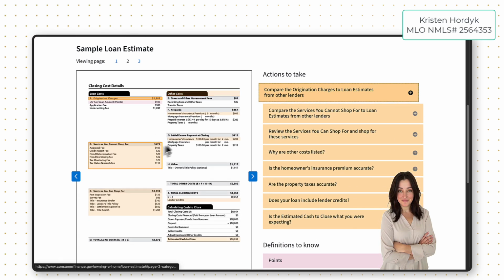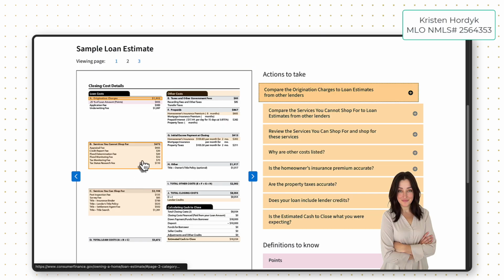Closing cost details. This is the majority of the loan estimate. The first page shows you the big picture. The second page breaks it down for you. Page 2 is where the most confusion happens, so this is really important.